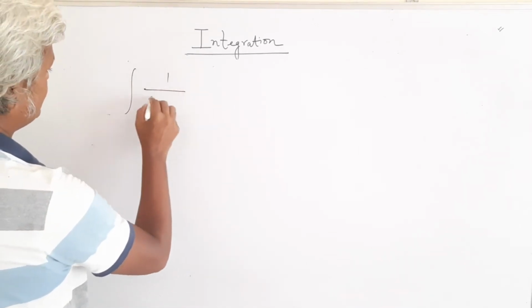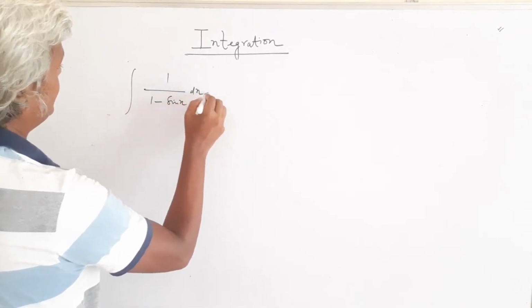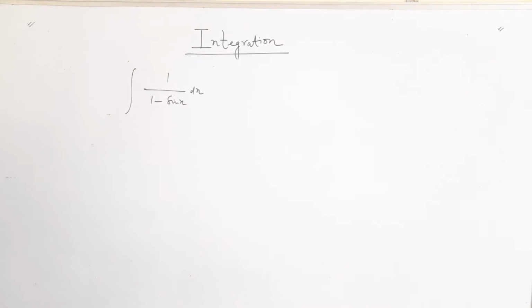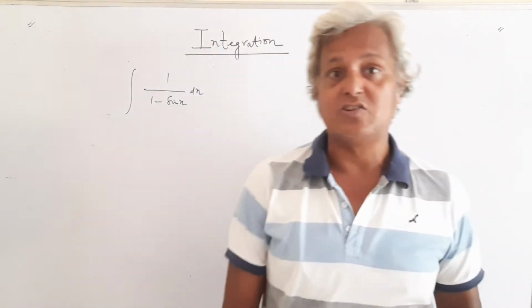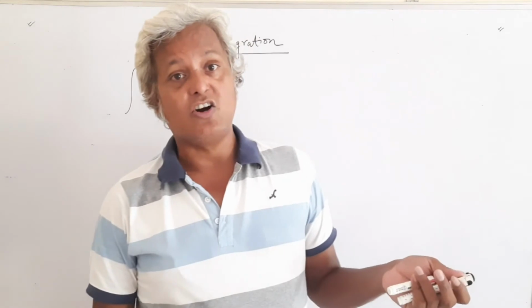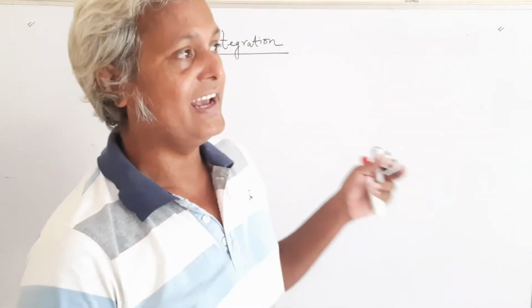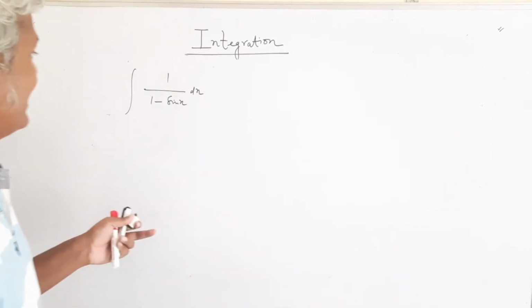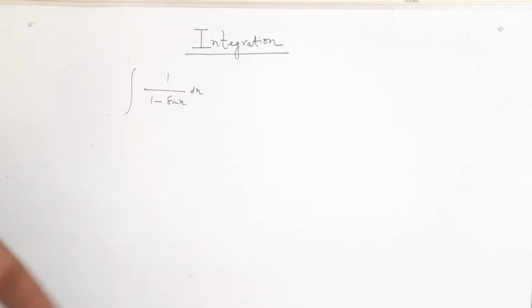This one form is integral of 1 over 1 minus sin x dx. How will you find the integration of this form? We have the formulas for the integration of sin x, cos x, tan x, sec x, cosec x, cot square x, cosec x cot x, sec x tan x, a to the power x, e to the power x, x to the power n, 1 by x, and constant. So which particular form is going to fit in this case?